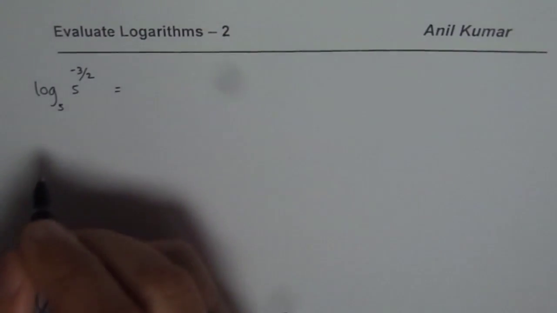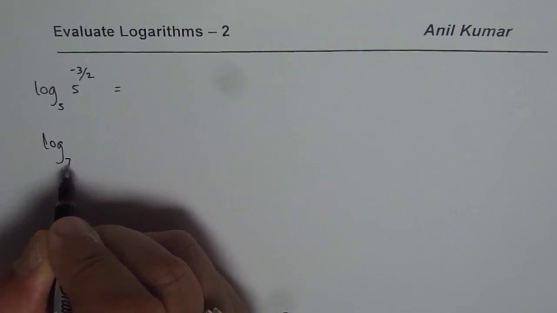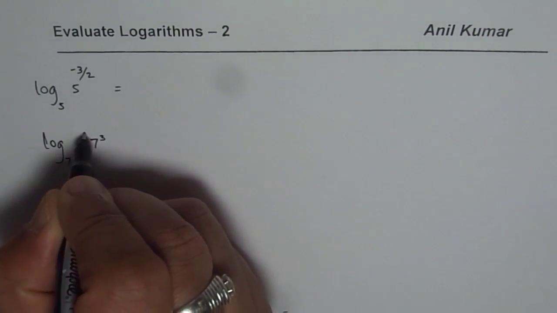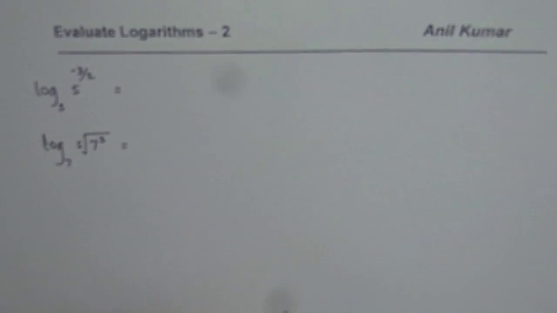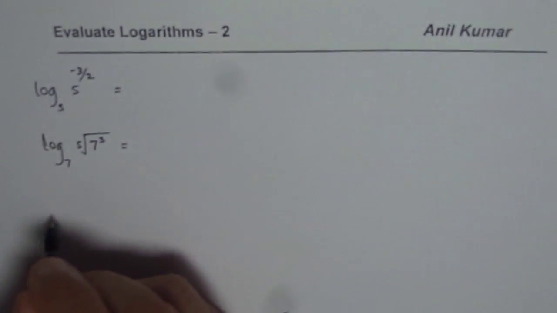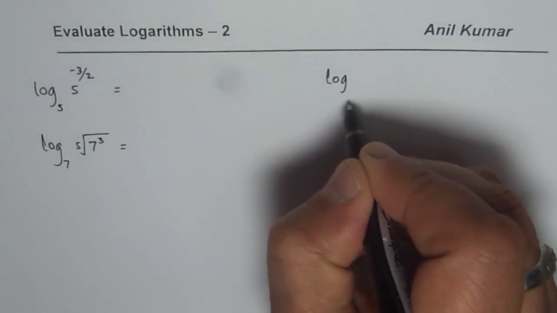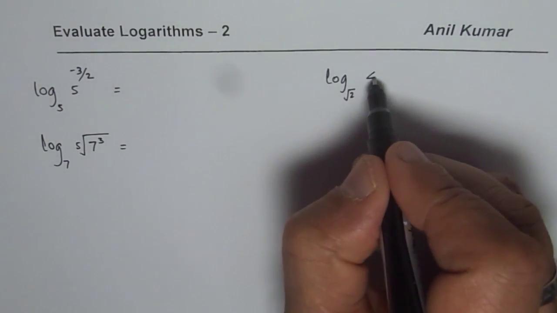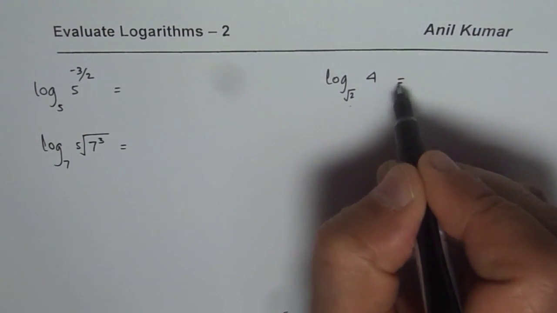Based on this, I could have written this equation also as log to the base, let us say 7, of 7 to the power of cube, and here fifth root. Now what is the solution for this kind of a question? Likewise, I could have questions where the radicals are involved, and I could also have questions where the base is radical itself, and I want to know what should be the value of log to the base square root 2 of 4, correct?